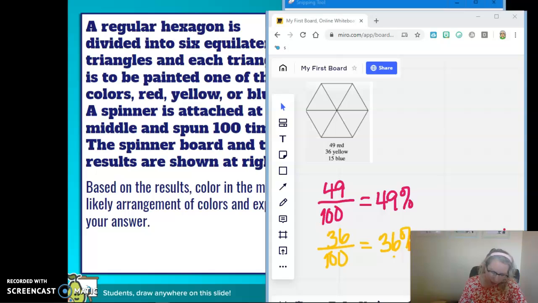Okay, so what I'm looking at here is coloring a third of this yellow and half of it red, which leaves 1/6 of it to be blue.